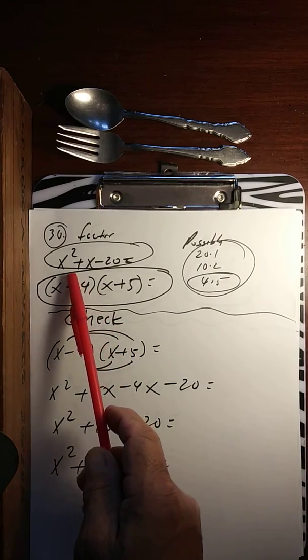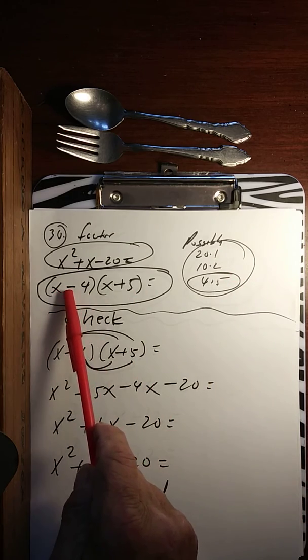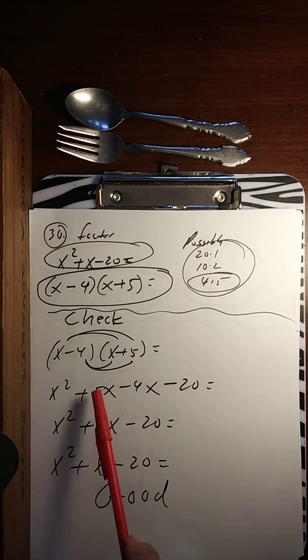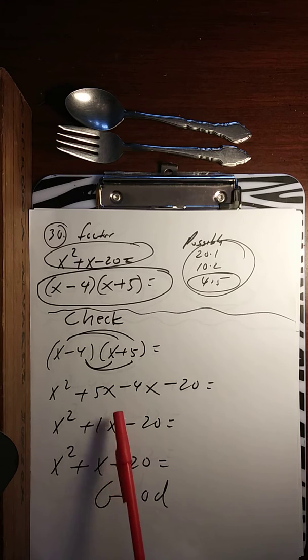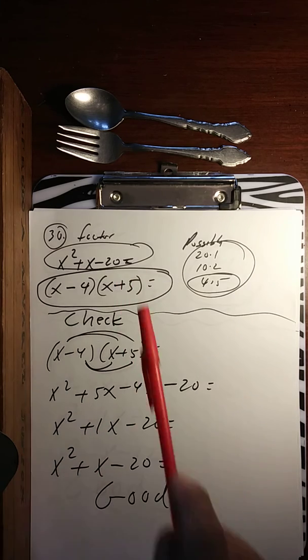Factor this. Well, possible answer to this, we're going to take 4, 5. X minus 4, x plus 5. Check it. X times x squared plus 5x minus 4x minus 20. And this right here is going to give you 1x, and 1x is just x. So x squared plus x minus 20, yes, it matches.